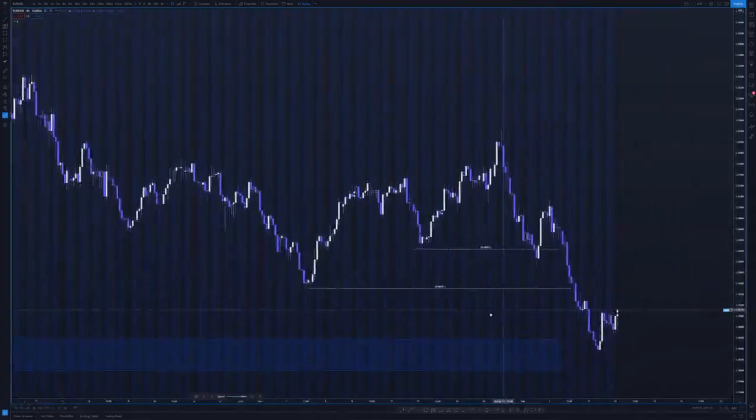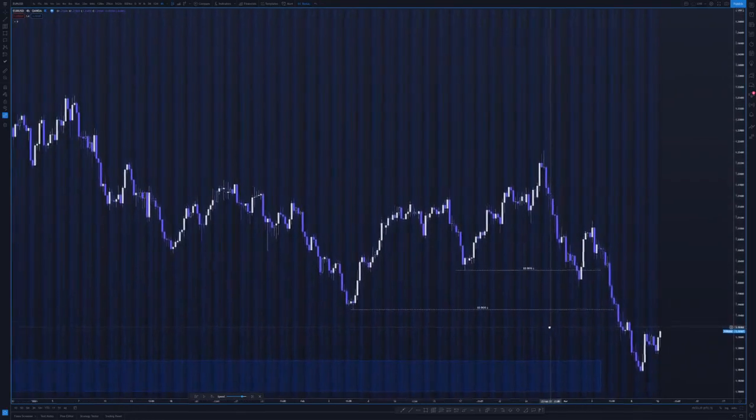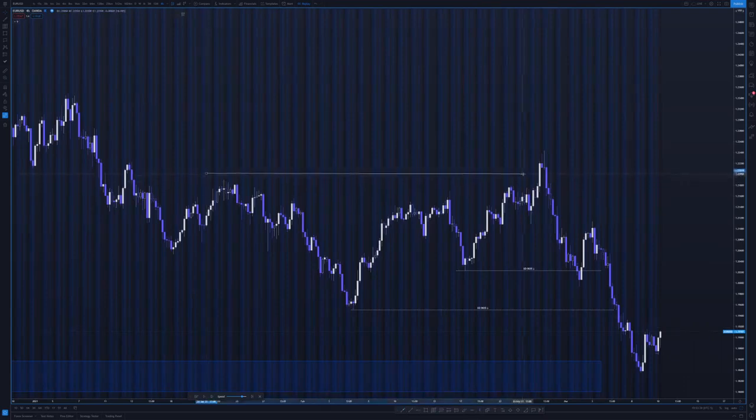I'm going to move it off to the side for now, and let's move to the 4 hour. So here's the 4 hour. And before we continue looking at structure, what I'm going to mark out next is, again, just the higher time frame structure that I'm really playing this off of.